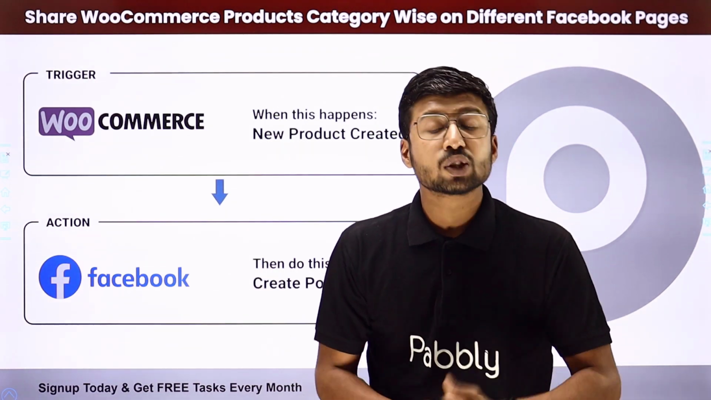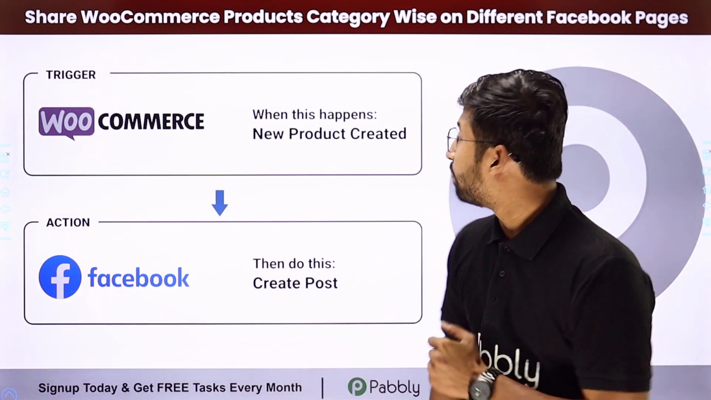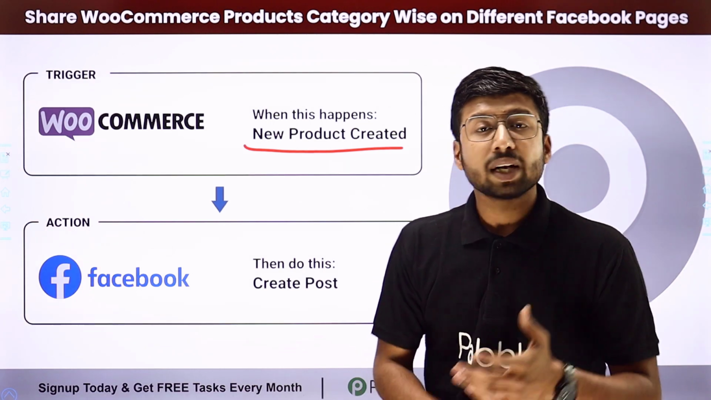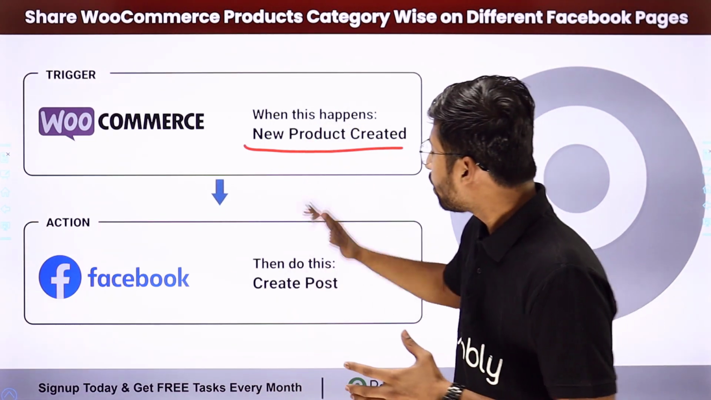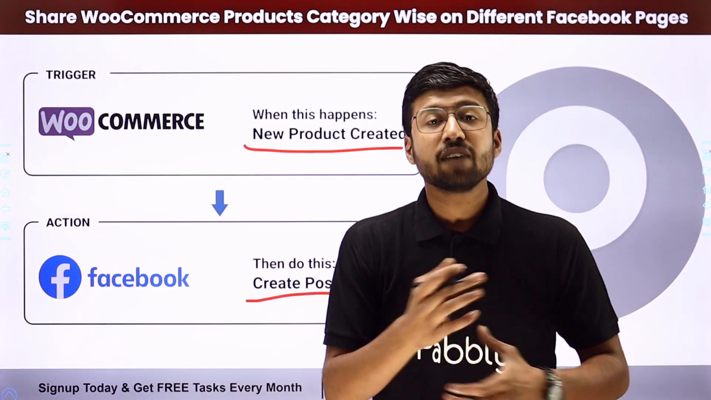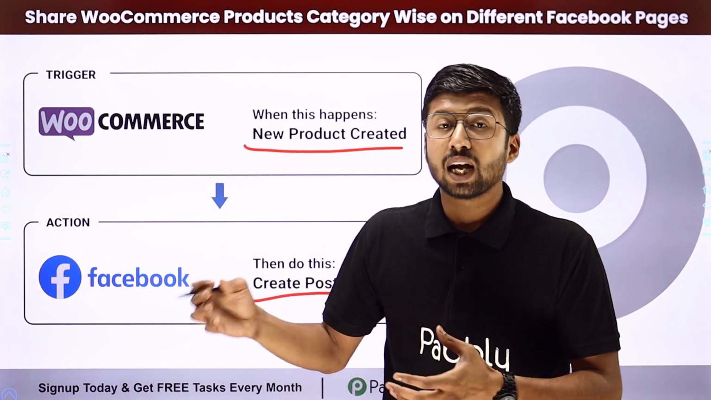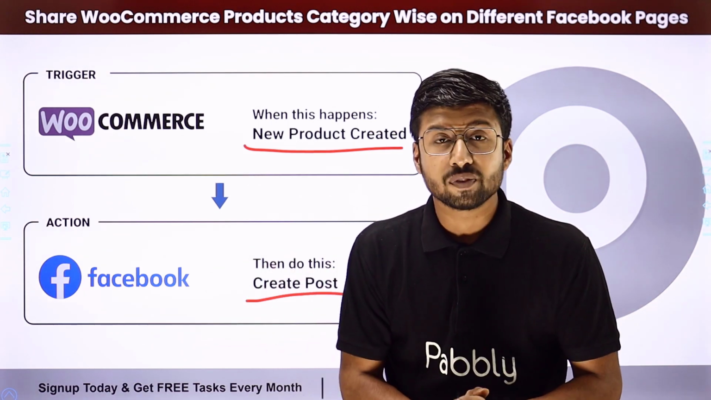So if you're doing this, today we came up with an amazing automation for you. In this automation, whenever we are going to create a new product in our WooCommerce store, automatically on the basis of the category in which we are creating this product, we are going to create a post on the Facebook page for that category. Let's say if I create a product in the category of gardening, then the gardening Facebook page which I have, automatically a post will be created for that new product in that particular Facebook page.